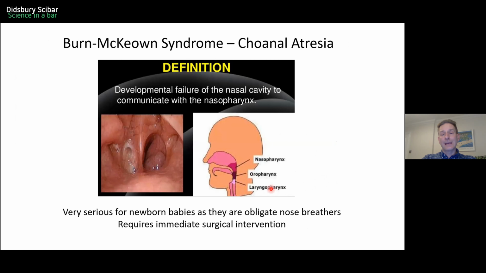What that is, is a blockage in the passage between the nasal cavity and the pharynx. Here you can see there are two passages from your nose down into your throat. In this case, one's blocked and one's open. But in people with Burn-McEwen syndrome, most of the time both of these are blocked. It's very serious for newborn babies because, as some of you probably know, newborn babies are obligate nose breathers, because they're suckling all the time and need to breathe through their nose. If a baby's born with this, it requires immediate surgical intervention.